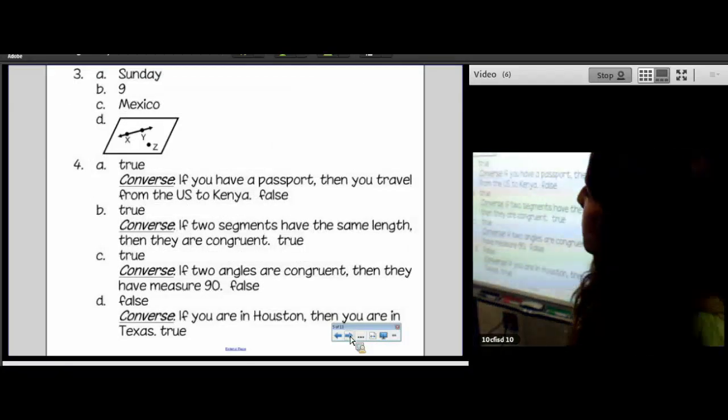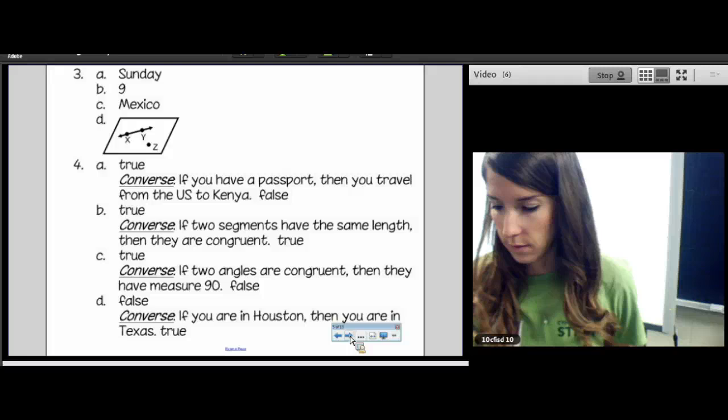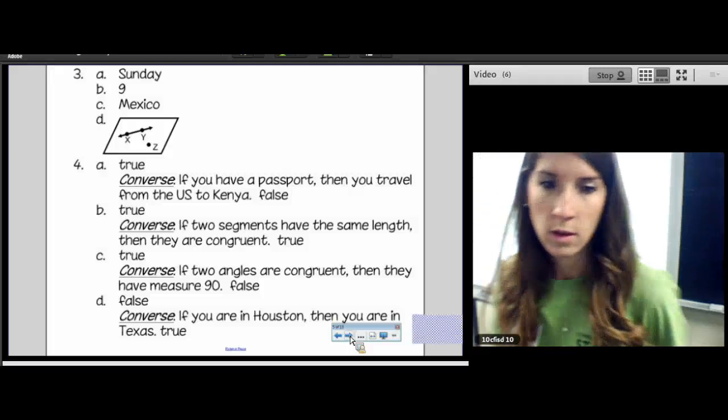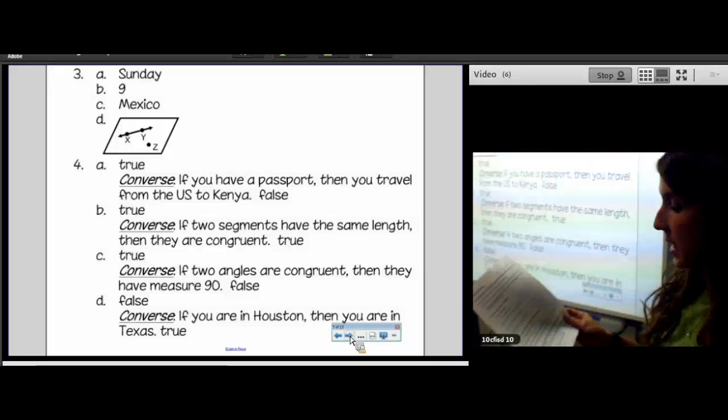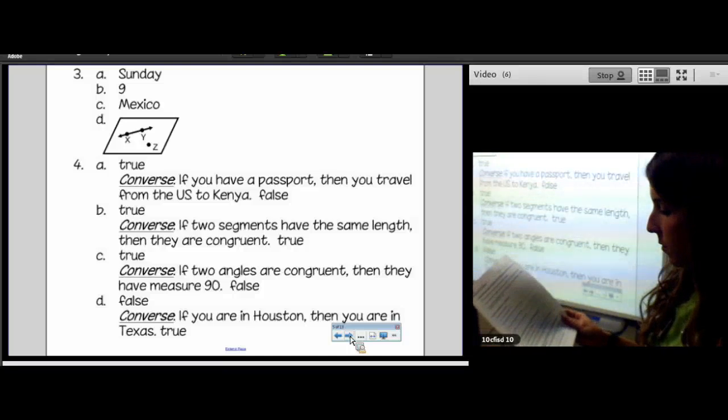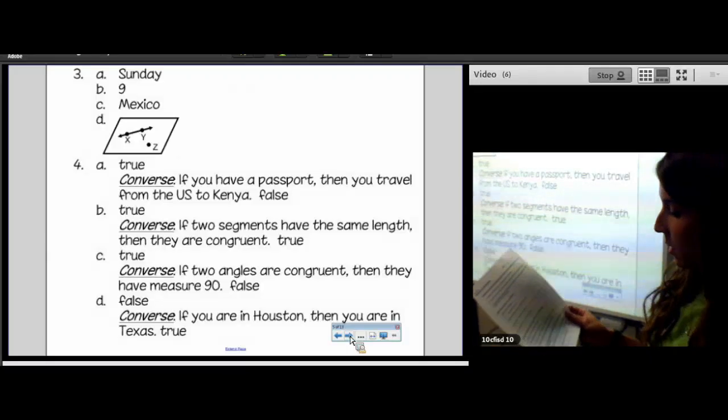And like on 3B, there's more than one answer, right? So that's just an example. Same with 3C. Well, not really, actually. That's the only one.